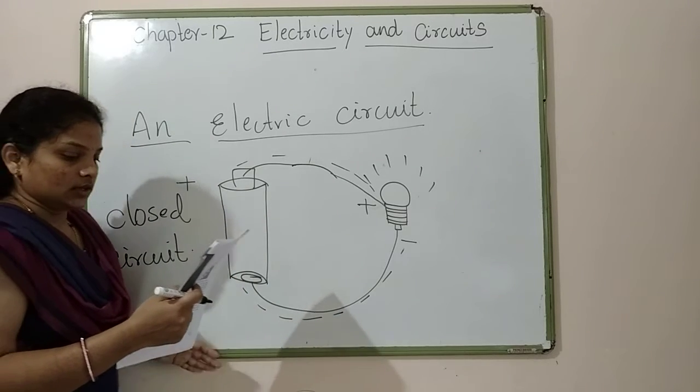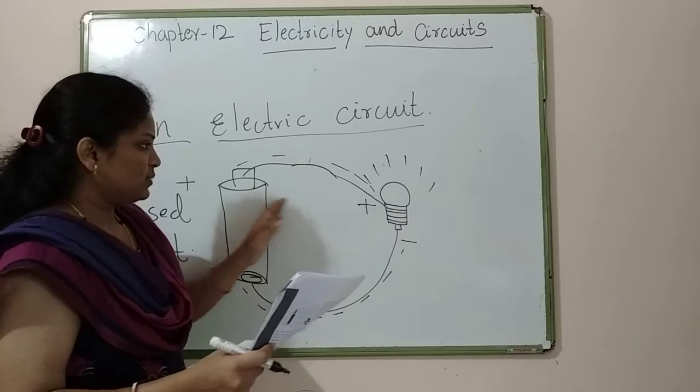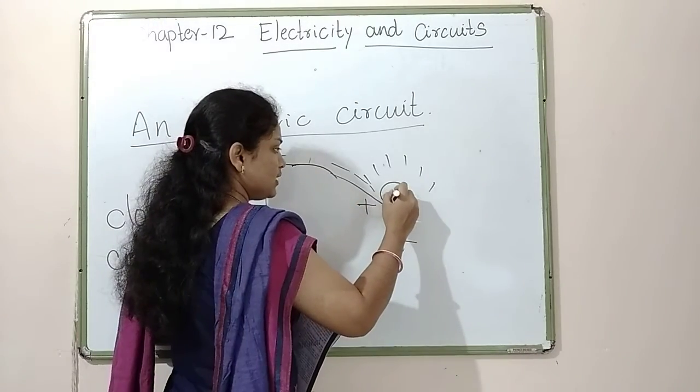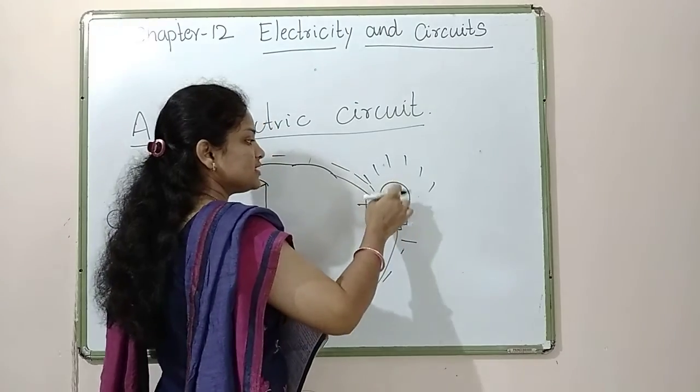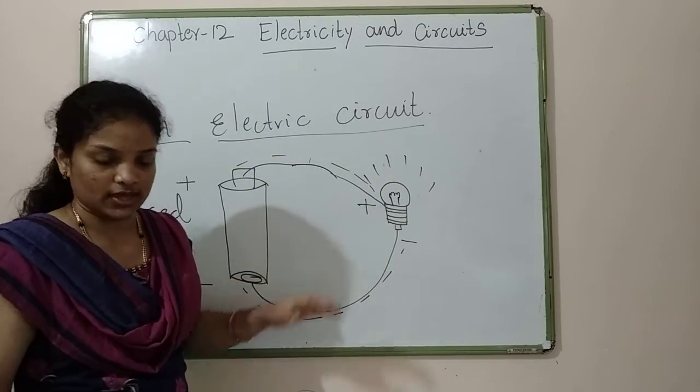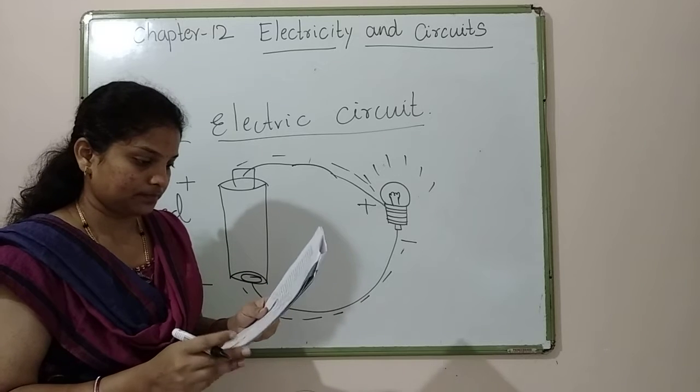Next, as I have explained, if the filament inside the bulb is fused, fused means it is broken down, in that case the bulb doesn't glow. Okay, so this is the circuit.